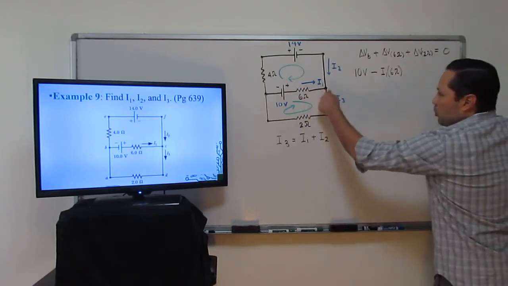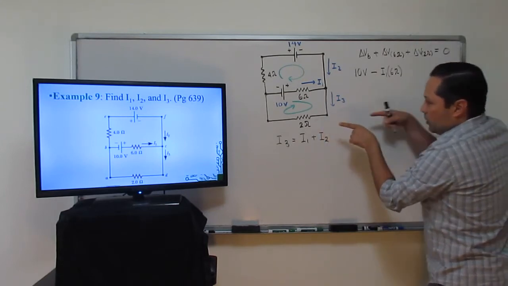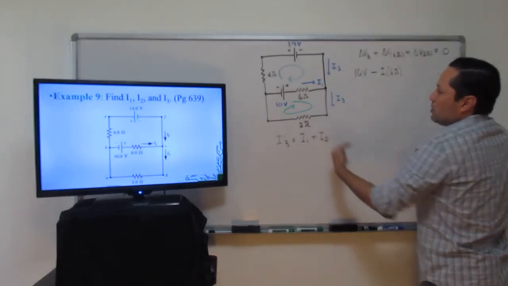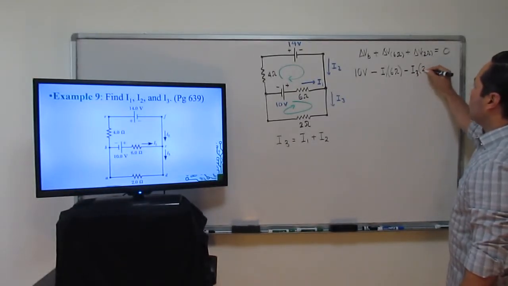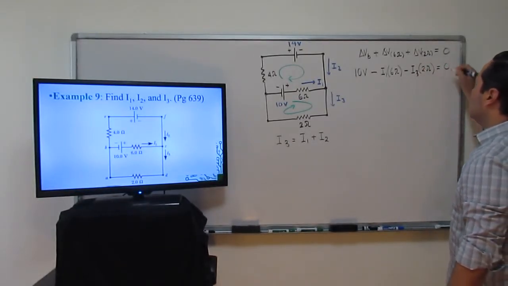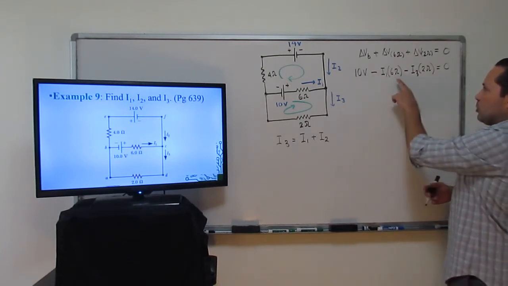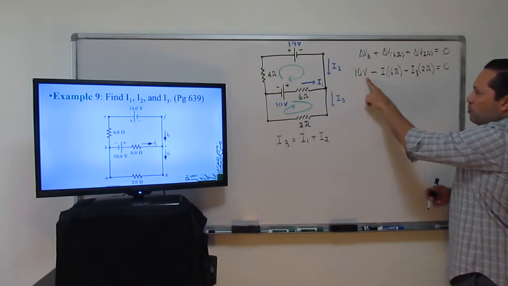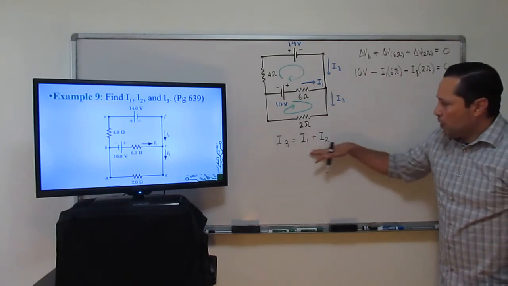As we loop around here, now it's I3 looping around the bottom. Same thing, the current is going one way but we're looping the other way. So it's going to be negative I3 multiplied by 2 ohms. And all of it put together is 0. So here we have this formula. Let's flesh it out a little bit more.